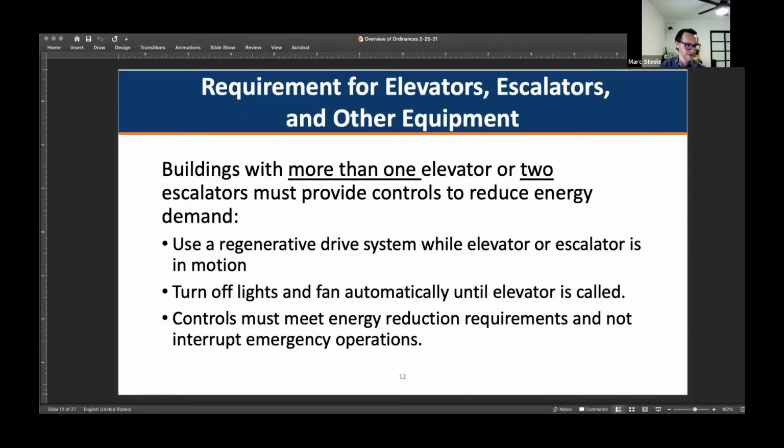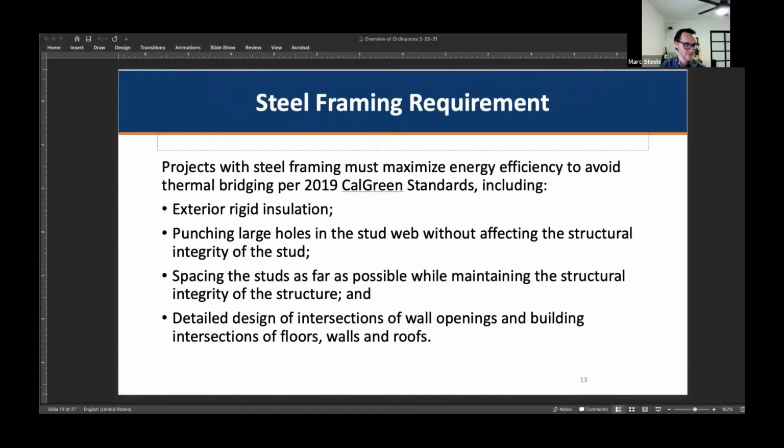The third component addresses elevators, escalators, and other equipment. This really includes controls to reduce energy demand for those pieces of equipment, including a regenerative drive system and fan and light controls. And the fourth, the steel framing requirement, requires applicable projects to maximize their energy efficiency to avoid thermal bridging by following the 2019 CalGreen standards, which are summarized here on the screen. Again, more detail can be found on the city's Green Building Ordinances website, and we have all this information documented there. So I am going through them a little quickly. If you don't have time to take notes, that's where they're available.